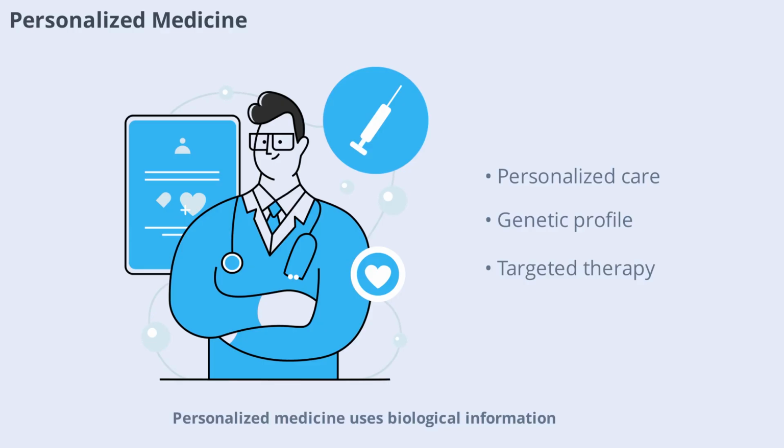Personalized medicine uses biological information to customize healthcare for individuals. By analyzing a person's genetic profile, doctors can predict how they will respond to certain drugs, identify the best treatments, and avoid adverse reactions. This approach is revolutionizing fields like oncology, where targeted therapies are improving outcomes for cancer patients.